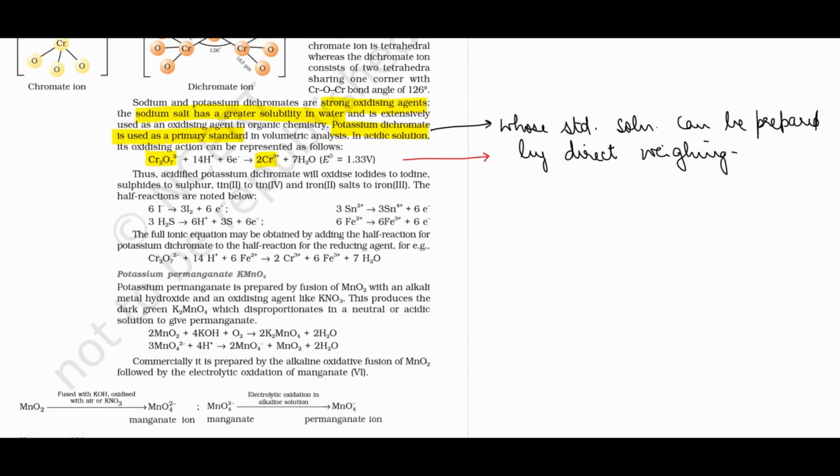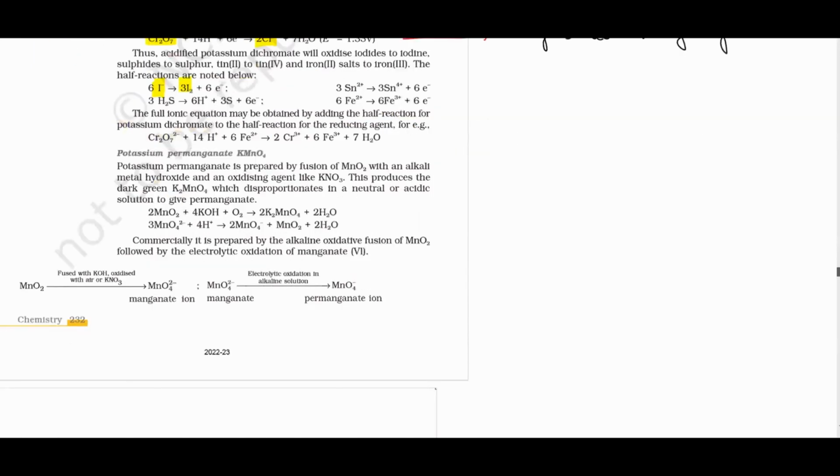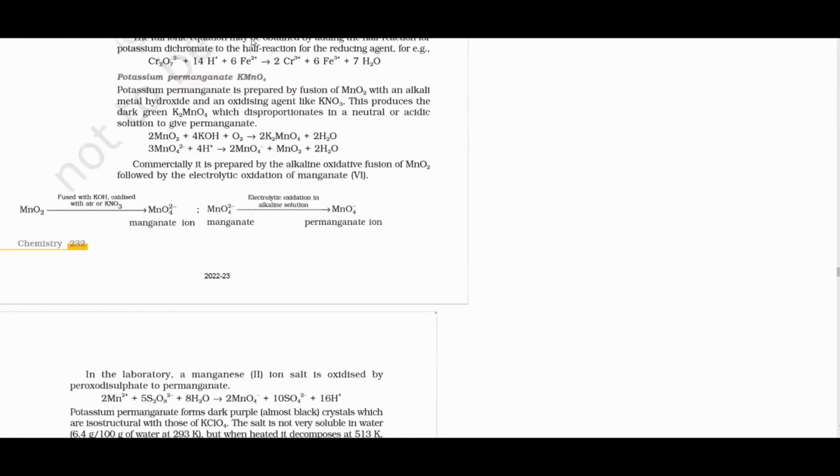And then you need to understand from here, children, mainly since this acts as an oxidizing agent, you must remember what happens to iodide. Iodide is converted to iodine, H2S to sulfur, stannous to stannic, ferrous to ferric. These points you need to know. For KMnO4, again the first important point is its preparation. For both dichromate and KMnO4, preparation is important, and also the names of the ores.